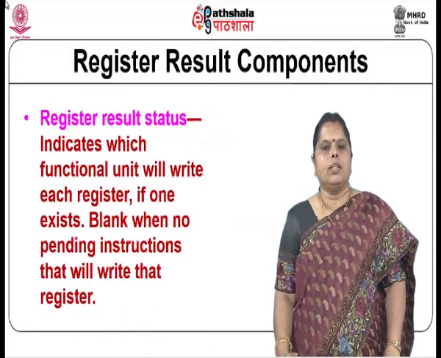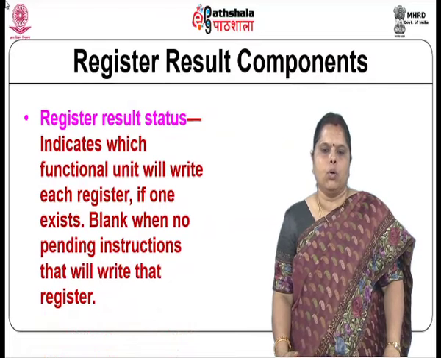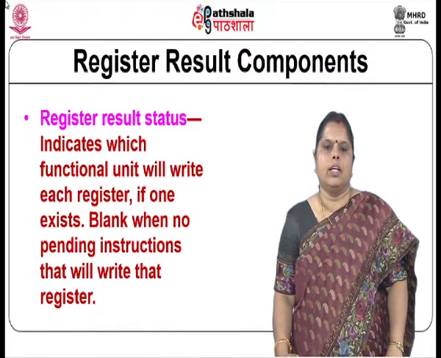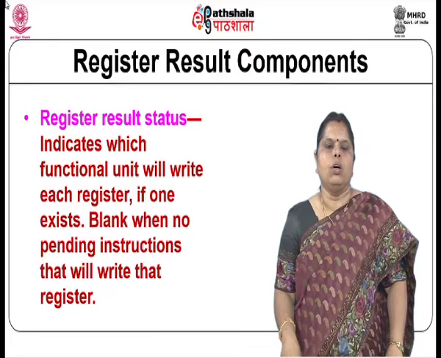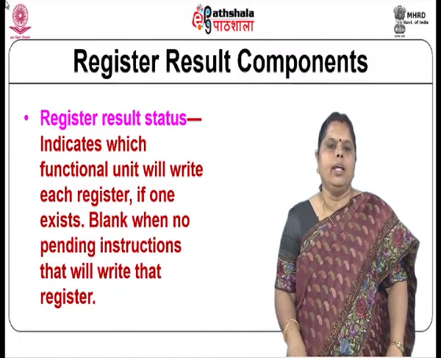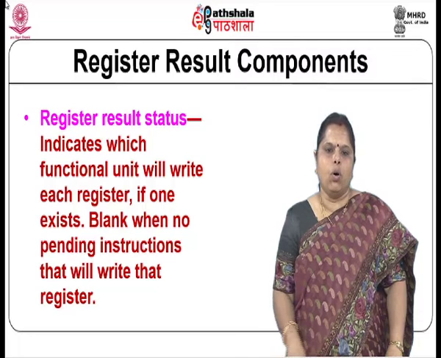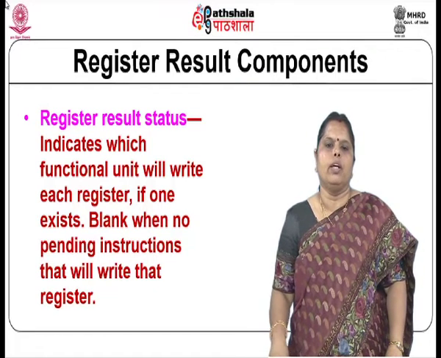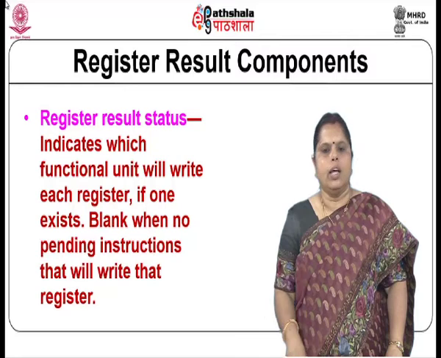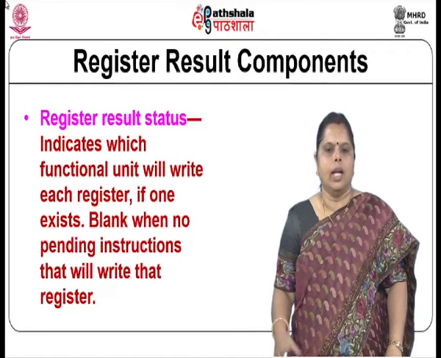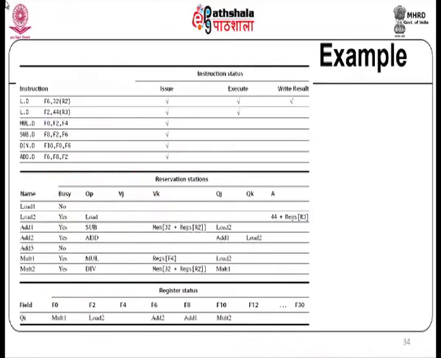The second data structure that is maintained in Tomasulo's approach is the register result data structure, which tells you which reservation station's data is going to write each one of the registers. For all the registers, we will indicate which functional unit is going to write into each of them. If there is no pending instruction to write to a register, it will just remain blank; you do not have to indicate anything.